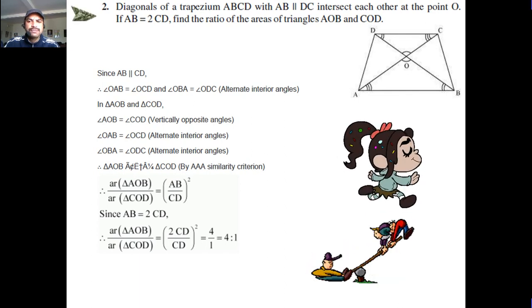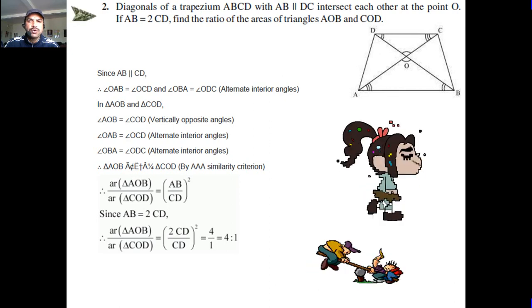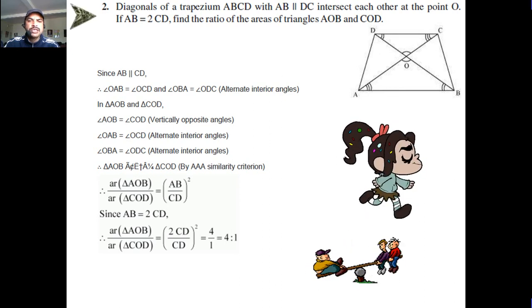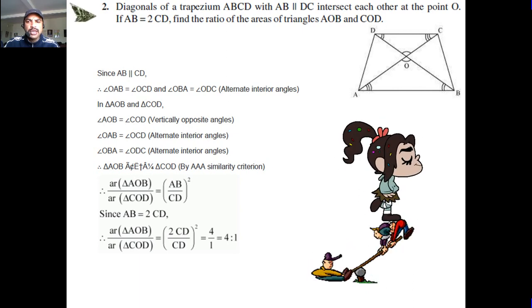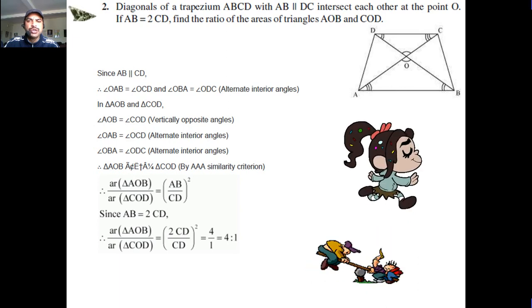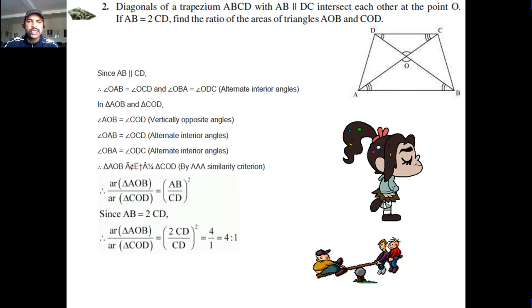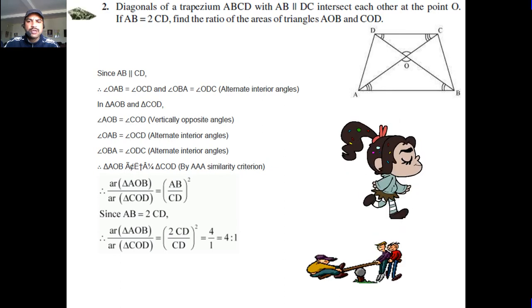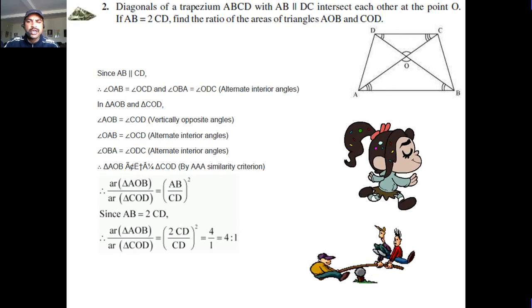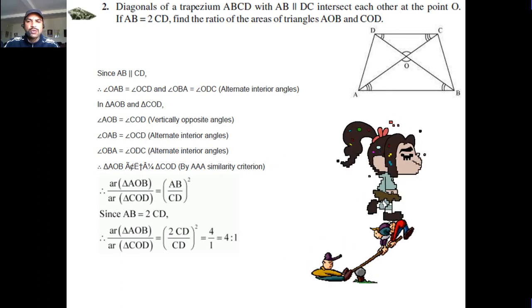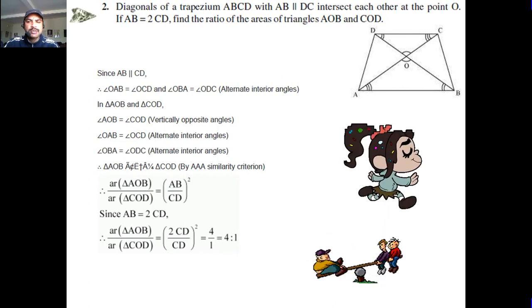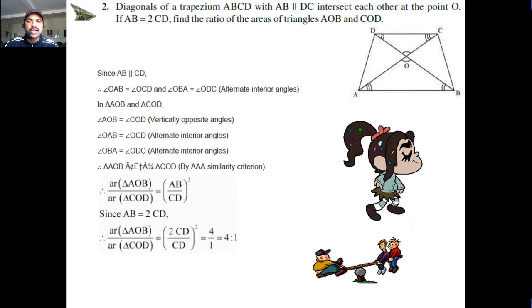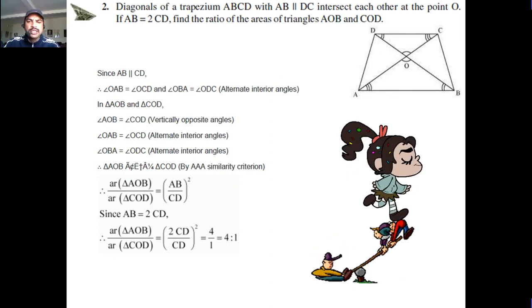Since AB is parallel to CD, angle OAB is equal to OCD, OBA is equal to ODC, alternate interior angles. In triangles AOB and COD, angle AOB is equal to COD, vertically opposite angles. OAB is equal to OCD, alternate interior angles. OBA is equal to ODC, alternate interior angles. By AAA similarity, triangle AOB is similar to triangle COD.